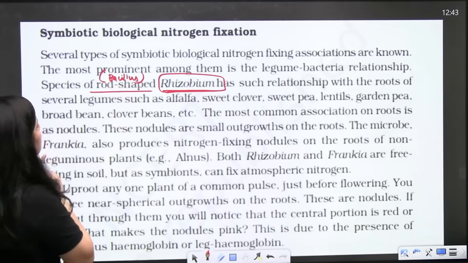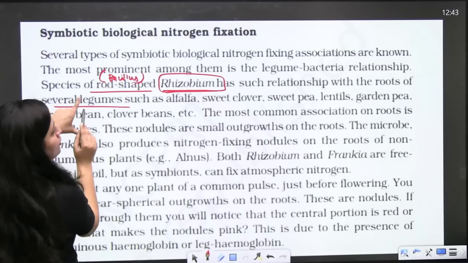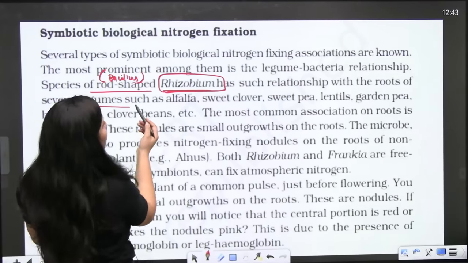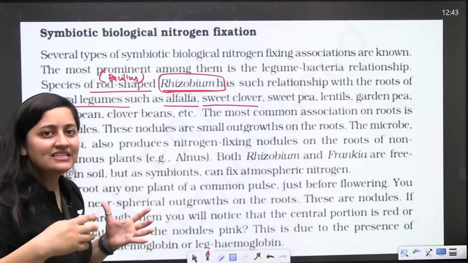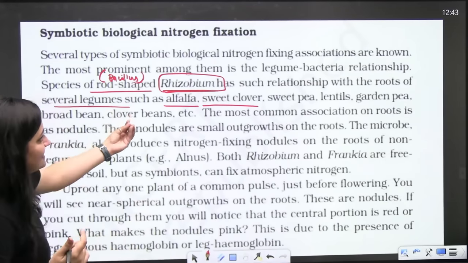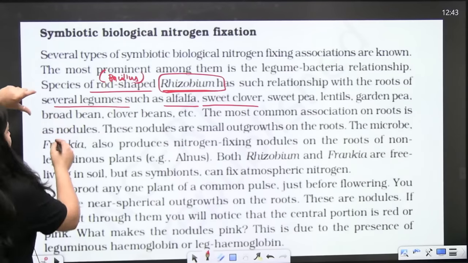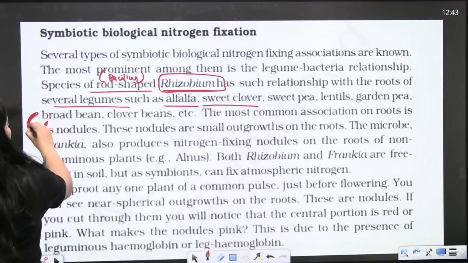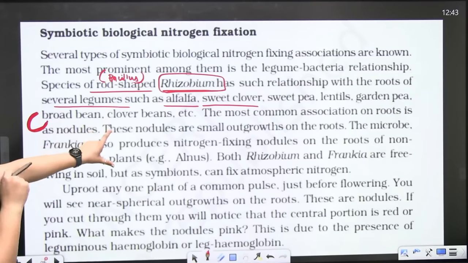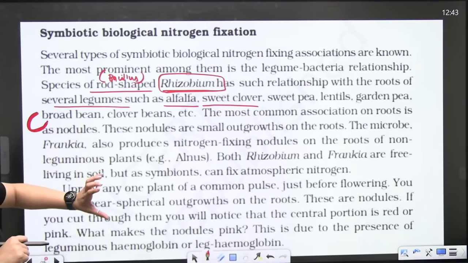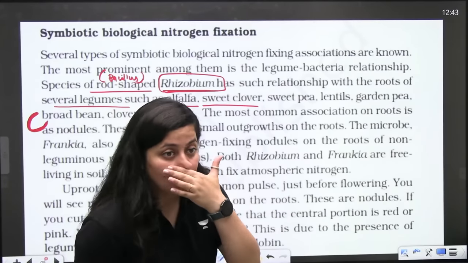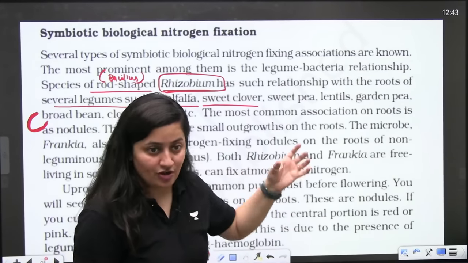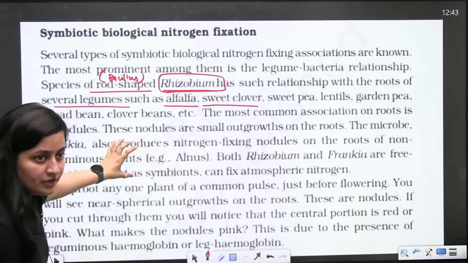With the root nodules of the leguminous plants, like your beans, like your peas, like your lentils. So, rhizobium, we will find it in the root nodules of these leguminous plants. Clear? So, nodules are nothing, they are just condensed structures. We will see the nodule formation also.